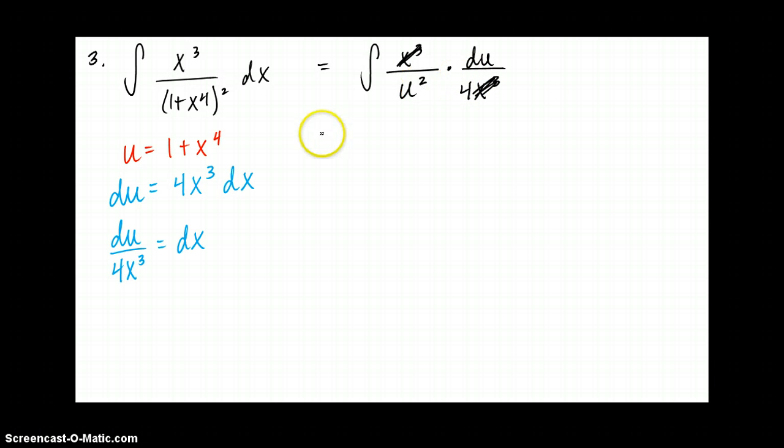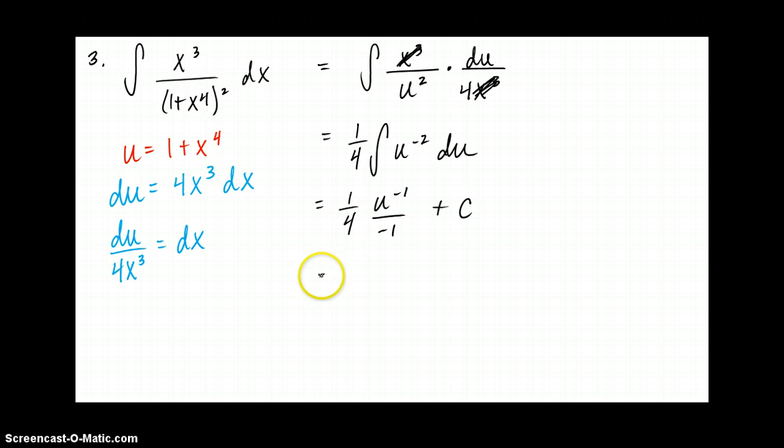We still have our 4 in the denominator, so I'm going to bring that out front. 1 over u squared, I'm going to rewrite that to use the power rule. Now integrating, add 1, divide by the new, and making our final replacement. And u to the first power in the denominator. You can distribute the 4, you can keep the negative in the denominator, or you can just leave it as such.